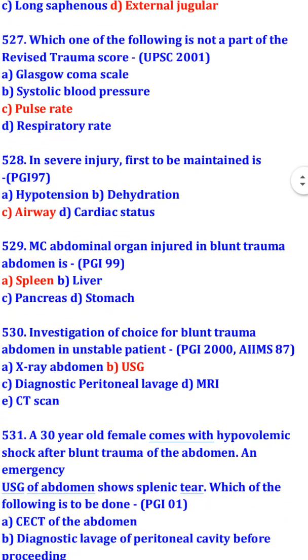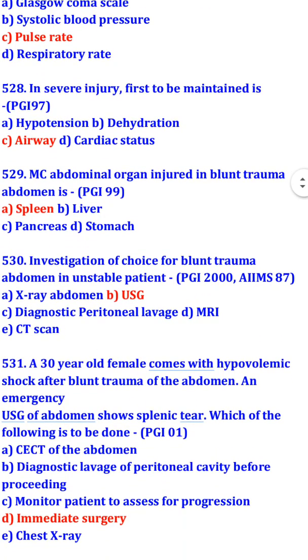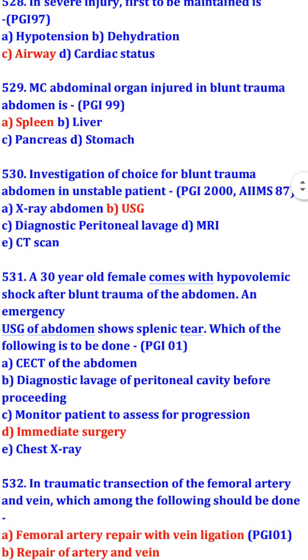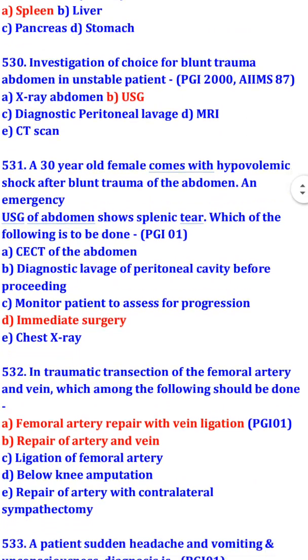Most common abdominal organ injured in blunt trauma abdomen is spleen. Investigation of choice for blunt trauma abdomen in unstable patient is USG. A 30-year-old female comes with hypovolemic shock after blunt trauma of the abdomen and emergency USG of abdomen shows splenic tear. Which of the following is to be done? Immediate surgery is to be done.